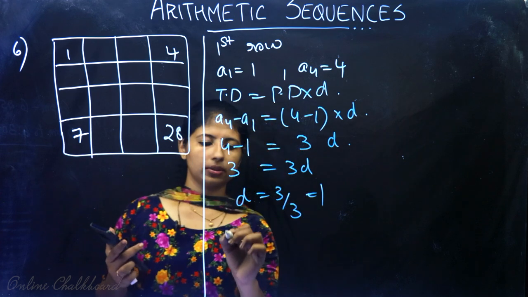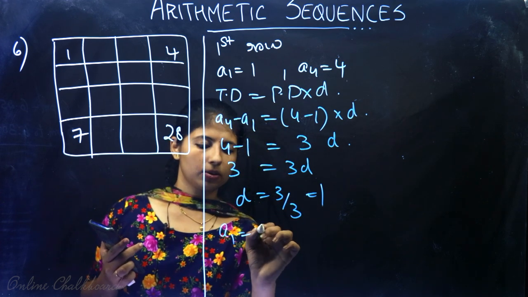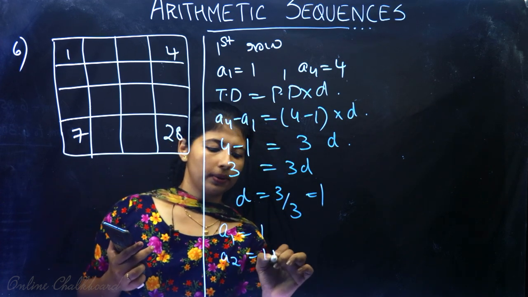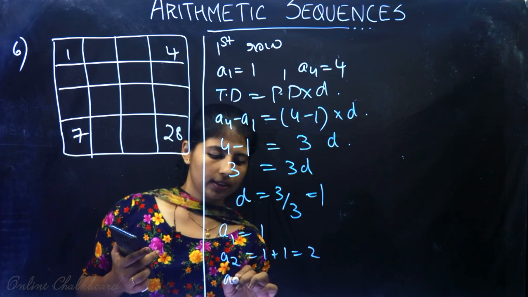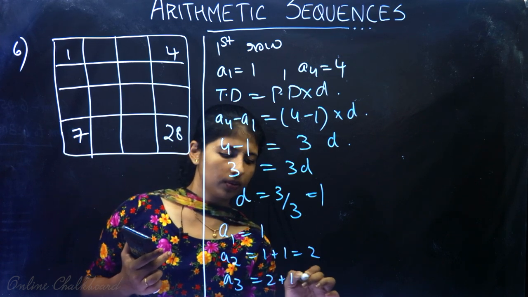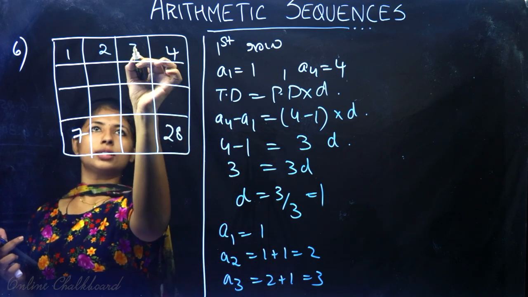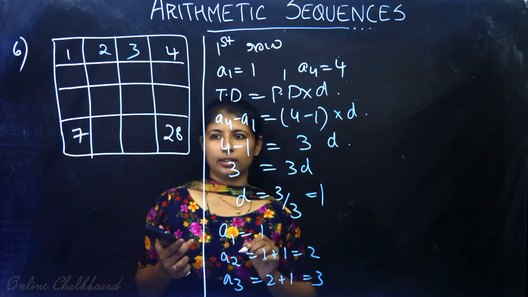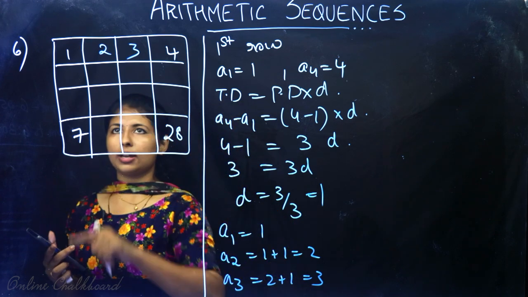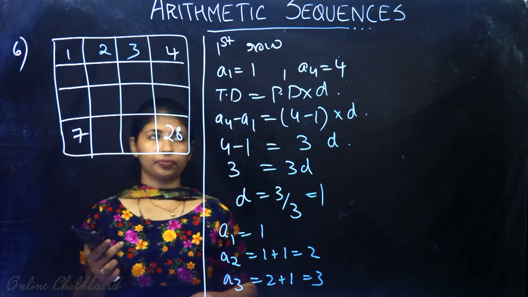So the terms: A1 equals 1, A2 equals 1 plus 1 equals 2, A3 equals 2 plus 1 equals 3. So, we will fill it in: 2, 3. The first row is filled. Next, the first column.